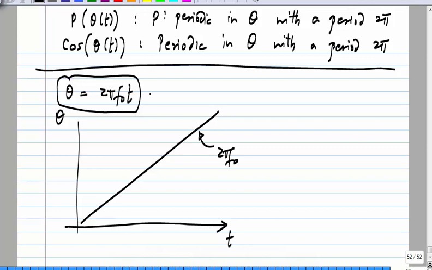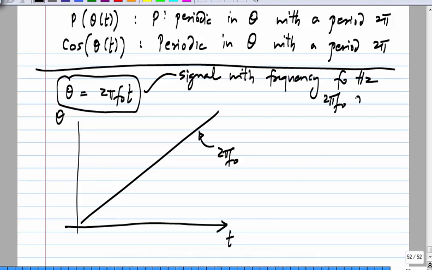Now, if theta equals 2 pi f naught t, this represents a signal with frequency f naught hertz, right, or 2 pi f naught radians per second. Okay. So, a signal that is periodic in time has a phase which is linear with time. Okay, that is the idea. Is it okay? Linear meaning a straight line.